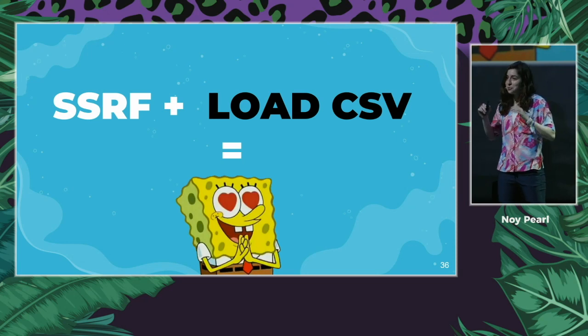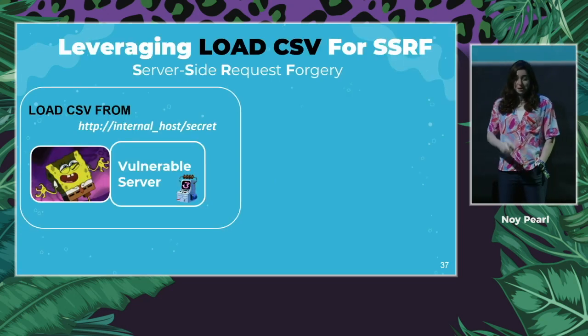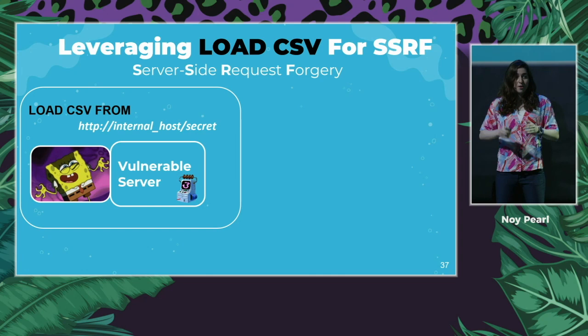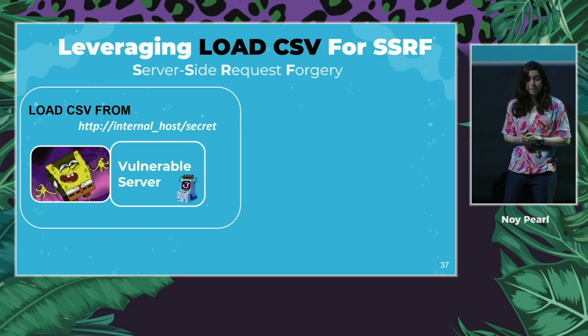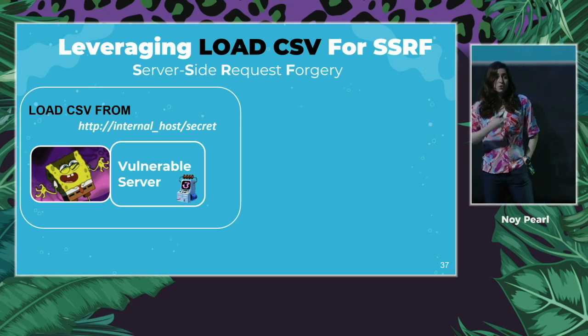This is a pretty simple trick, but you can achieve a lot with it. So we can actually cause SSRF with load CSV. And this is an example. So what we'll actually do, we have the same case that we talked about, when we actually have an injection in a vulnerable server in Neo4j, we can just use load CSV from, but this time we won't use our own server.